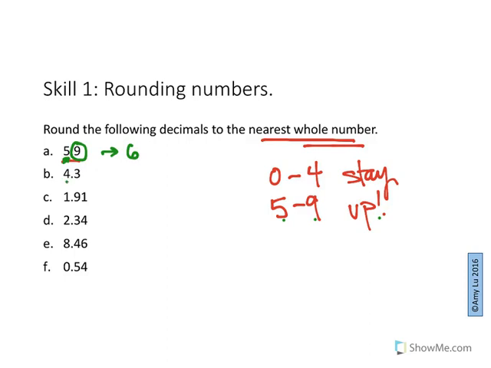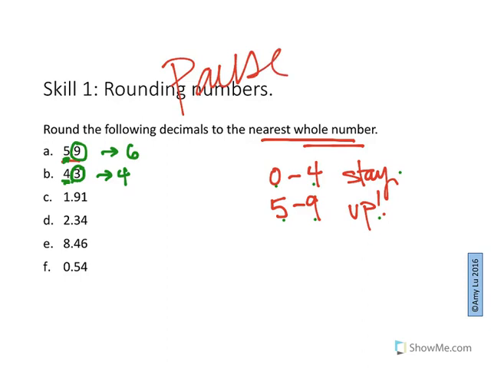In B, we have 4.3. So is this 4.3 closer to 4 wholes, or is it closer to 5? So we have to look at the 0.3, and let's see, it's between 0 to 4. That means the whole number has to stay. So this is closer to 4. So if you know what to do at this time, go ahead and pause. If not, I'll show one more example.